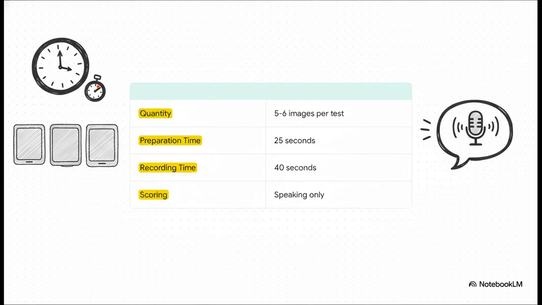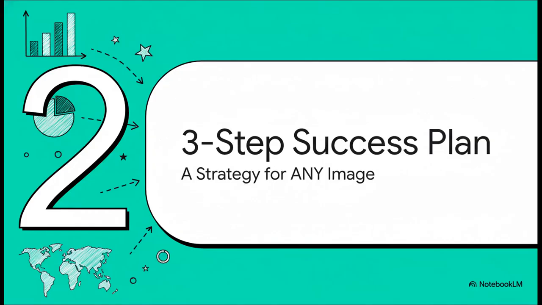Now, here's a really important point. This task only affects your speaking score. That's it. So you don't need to stress about your reading or writing scores here. Okay, now for the fun part. The best thing about this is you don't need a different plan for every type of image. Nope, we're going to use one simple 3-step plan that works for absolutely everything the test can throw at you.